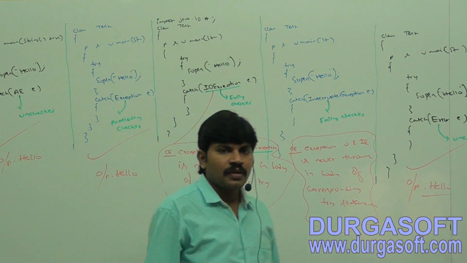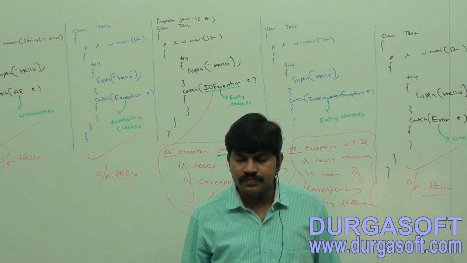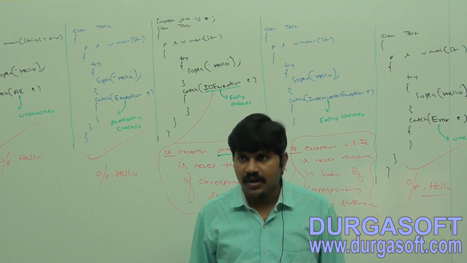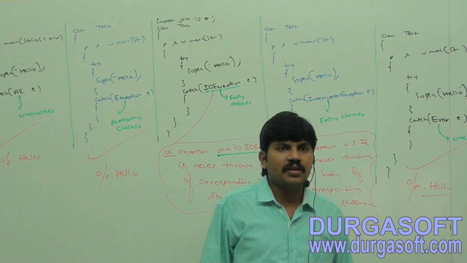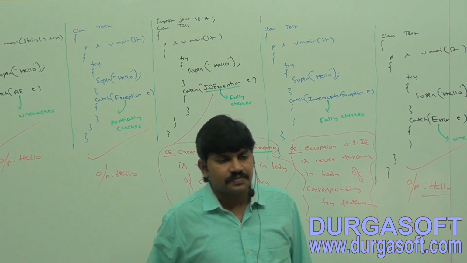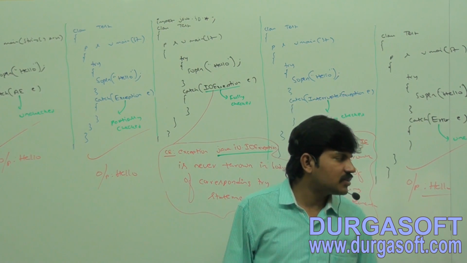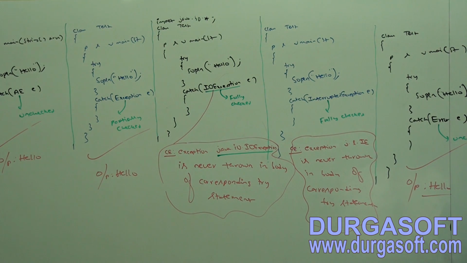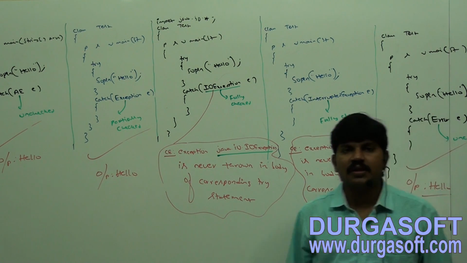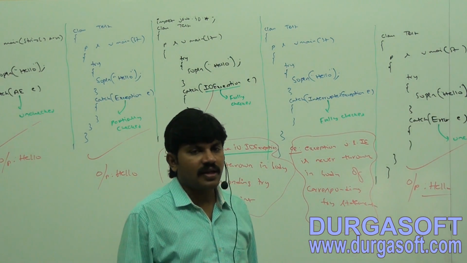In our program, within the try block, if there is no chance of raising an exception, then we can't write a catch block for that exception.